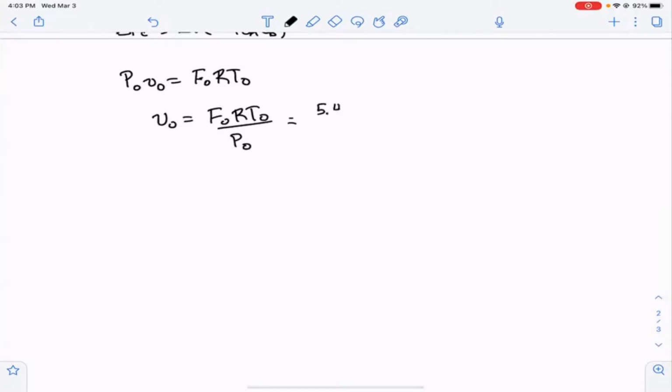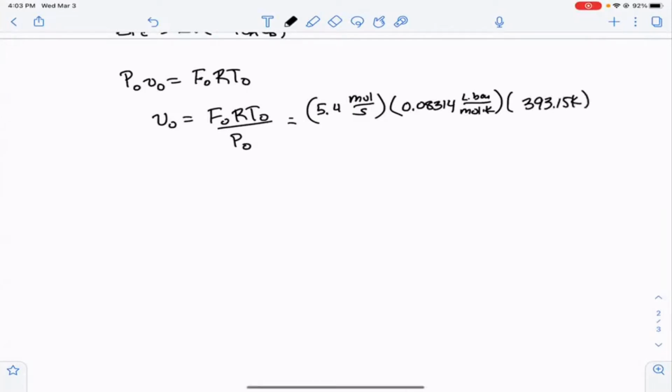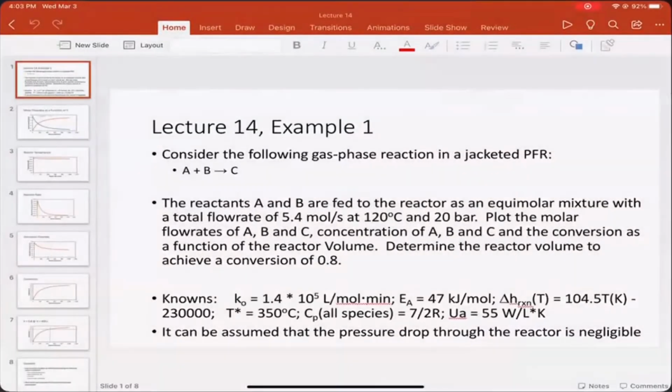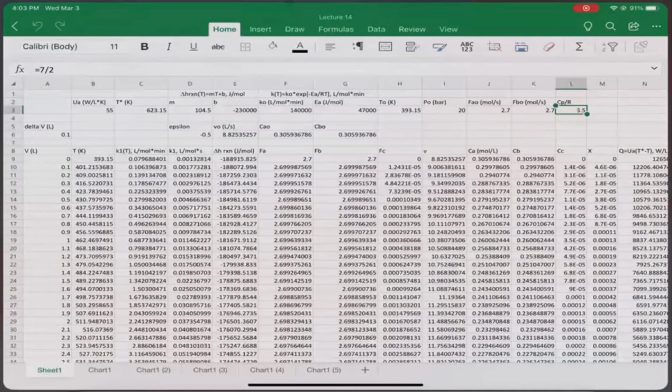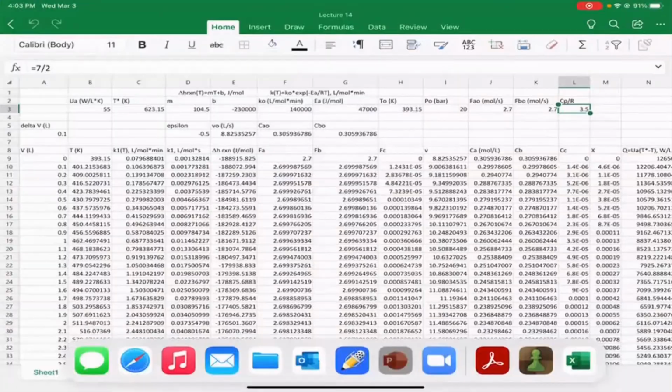So F0 is 5.4 moles per second. R is 0.08314 liter bar per mole Kelvin. We know T0 is 393.15 Kelvin. And we know that the initial pressure is equal to 20 bar. And from there, we can find the value of V0, which you can verify here in the Excel file is 8.83 liters per second.